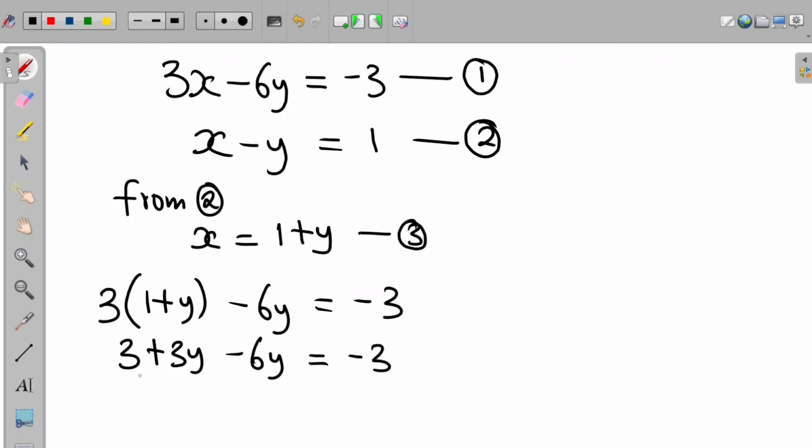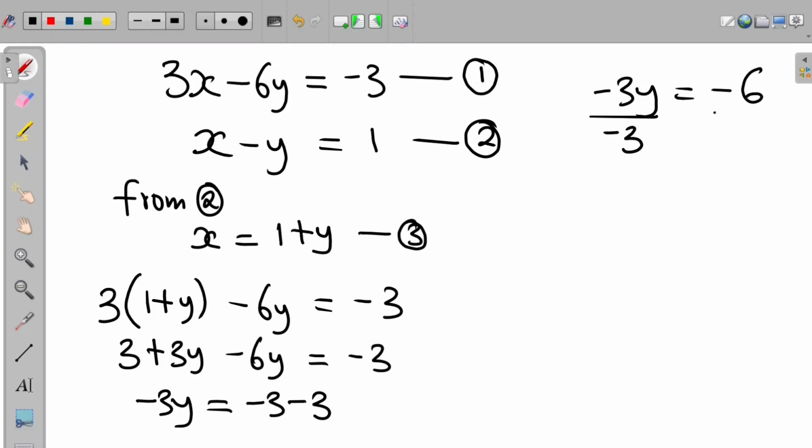Now at this point, 3y minus 6y is minus 3y. So we have minus 3y equal to, when 3 crosses over, the sign becomes negative 3. So we have negative 3 minus 3. The equation becomes minus 3y equal to minus 6. To obtain the value of y, we divide both sides by negative 3, which is the coefficient of y. On the left-hand side, we are left with y, equal to minus cancels minus, 6 divided by 3 is 2. So therefore y is equal to 2.